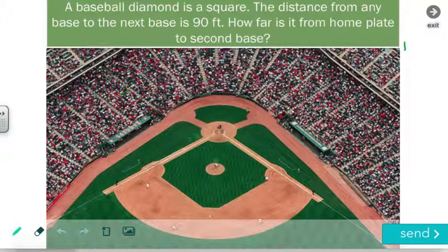If you're having trouble seeing it, make sure that you hit the X at the top to exit out of it if it says like get the app.